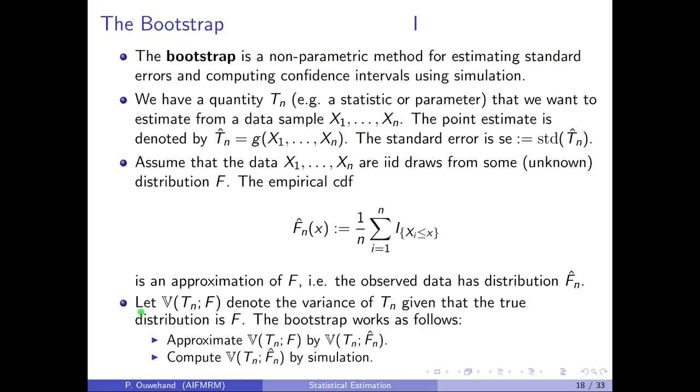In other words, the observed data has distribution hat fn. We let V_T,F denote the variance of Tn, given that the true distribution is F. The bootstrap works as follows. You approximate V_T,F using its empirical distribution function. In other words, this is a plug-in estimator. And then we compute the variance V_T,Fn by simulation, by drawing from this empirical distribution.